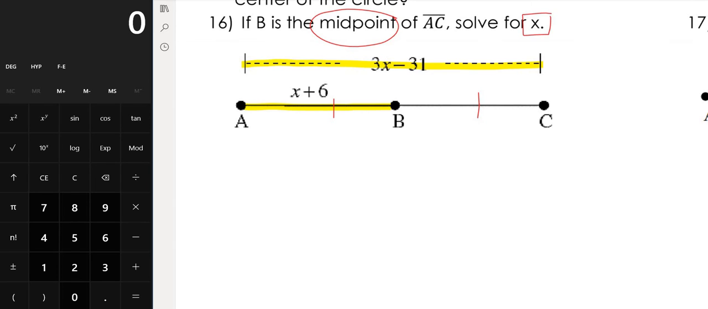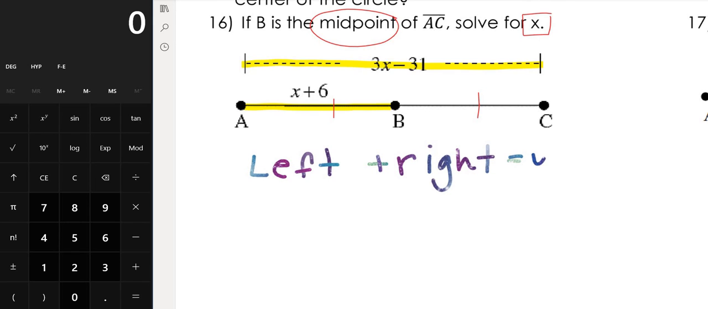Now what I want to do is I want to say that the left plus the right equals the whole thing. If I get a little bit more technical with it, it's AB, which is the left piece, plus BC, which is the right piece, should give me the whole thing, which is AC.